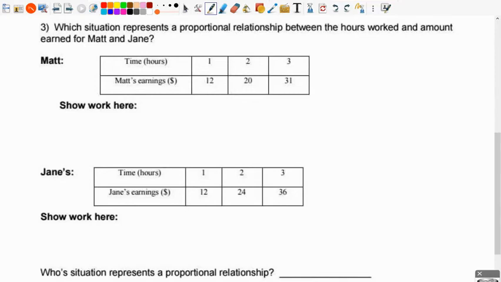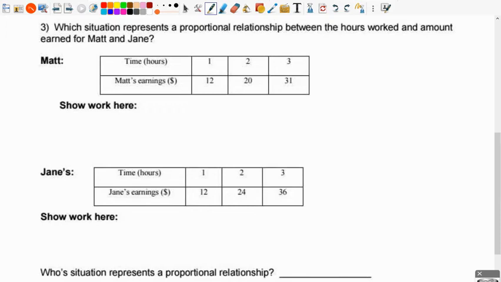In our next example, they want to know which situation represents a proportional relationship between the hours worked and the amount earned for Matt and Jane. And so we can see 2 different tables. On top, we have the information for Matt. We can see how much he earned for the number of hours that he worked. And then underneath, we have the same data for Jane, the amount that she earned and how many hours she worked. We're going to try to figure out whose relationship represents a proportional relationship.